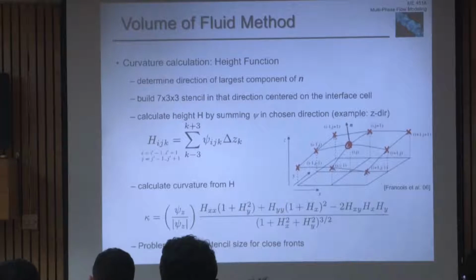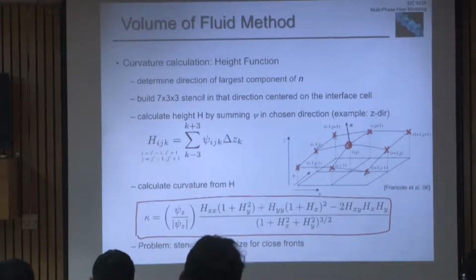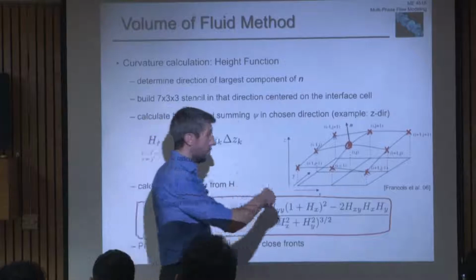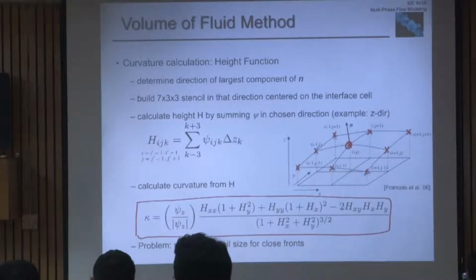So if I go back to my definition of the curvature calculation, remember, I need to compute the normal and then the divergence of that normal. We wrote that, I think, quickly yesterday in full 3D. This is how this looks, where H is, as a function of space, the height of liquid. That requires a 3x3 stencil. But it also requires, in the third dimension, an integration over an entire column that extends below and above.